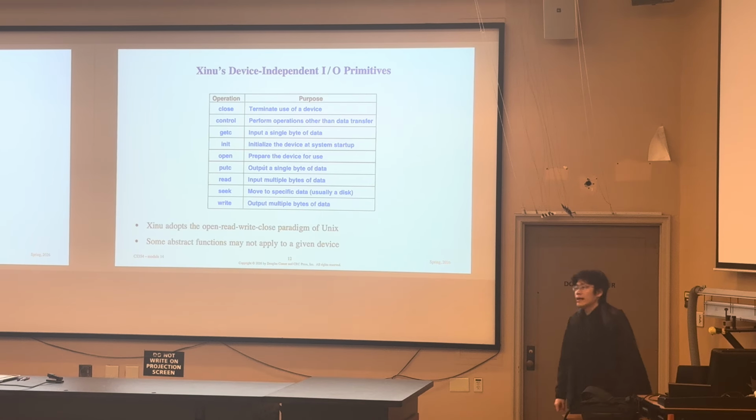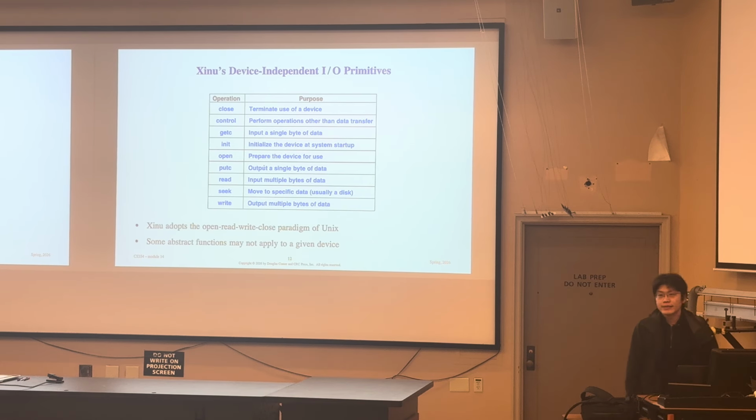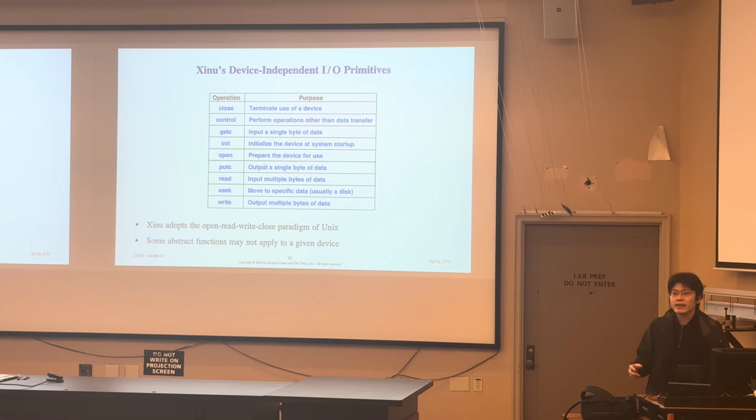So this is an example of the APIs provided by a device driver. This is in Xinu. In Linux and other more complicated kernels, the interface can be more complicated, but in Xinu it's very simple. So you have a close, which closes this device and prevents it from being further used. You have a control operation. It performs operations other than data transfer. We will talk about this control later. This getc is to input a single byte of data, get a char.